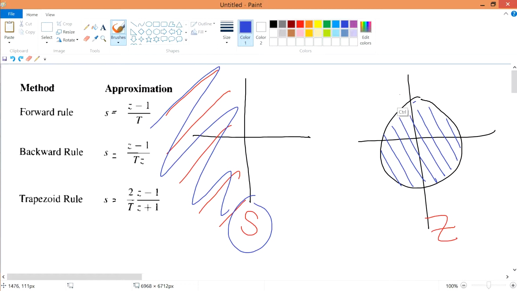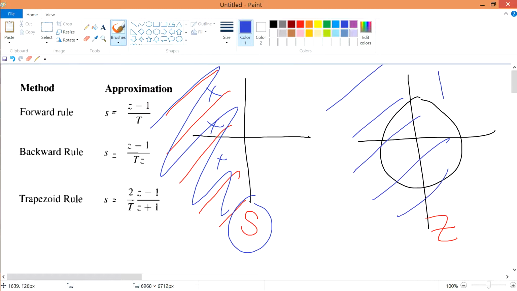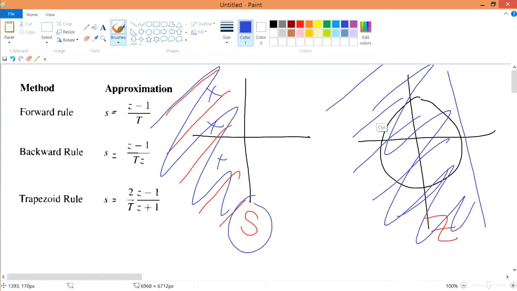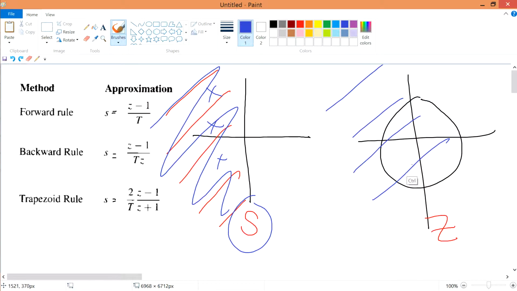For the forward rule, for example, if you were to plot the poles or zeros, you actually plot within this region. So you may have some S that is within here, and you may have some S that is outside of the unit circle of 1. So it is very tough to predict which poles are viable to be used.